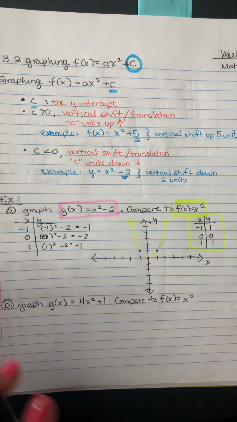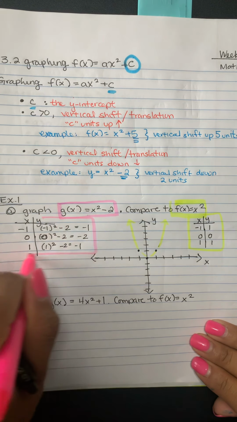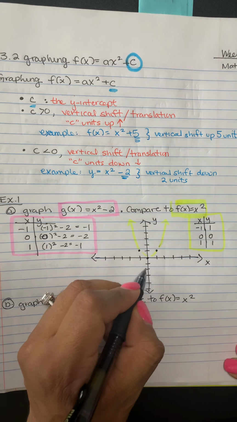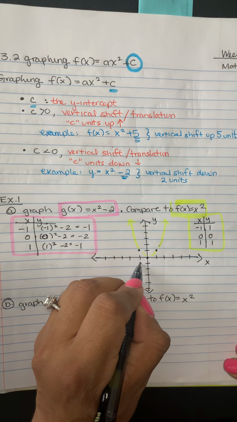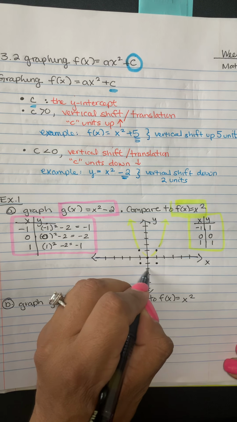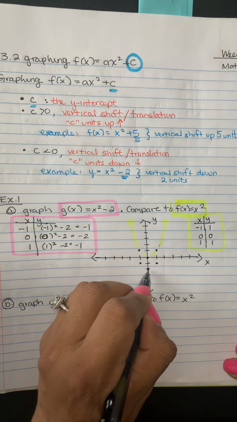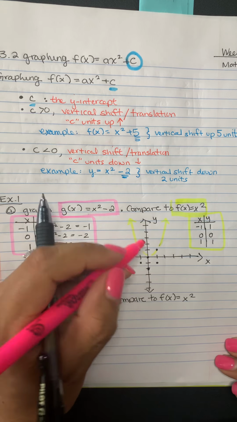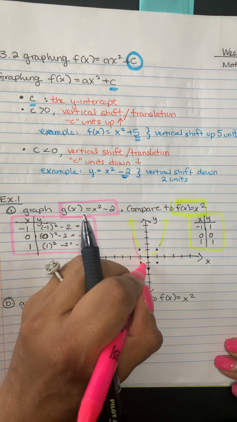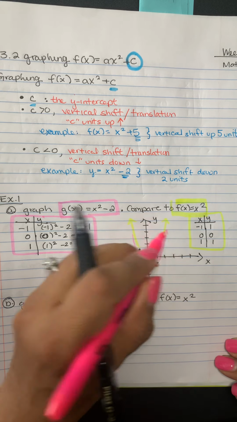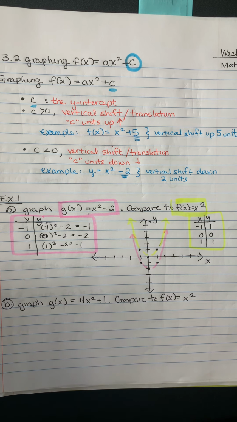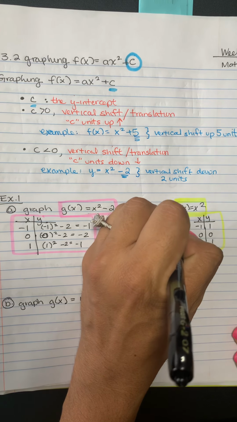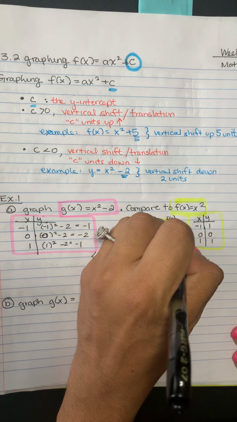Okay, let's go ahead and graph. Again, this is going to be my pink graph, so it's going to be negative 1, negative 1 here and here. Okay. And there you have it. This is f of x. This is g of x.